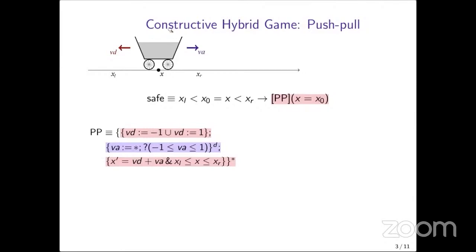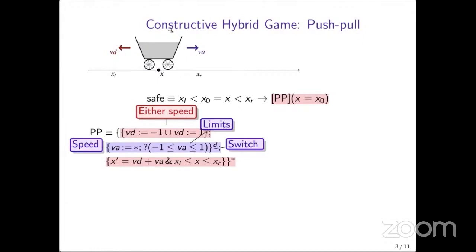One simple property is that I can force the cart to stay in place. Here the game is represented PP, and I show that assuming Demon is initially in control of the game, represented by a box modality, I would then be able to ensure that x is always equal to x0. But how do I write down the rules of the game? I start by writing Demon's turn. Demon has a discrete choice, represented by union, of either setting his speed to -1 or +1.